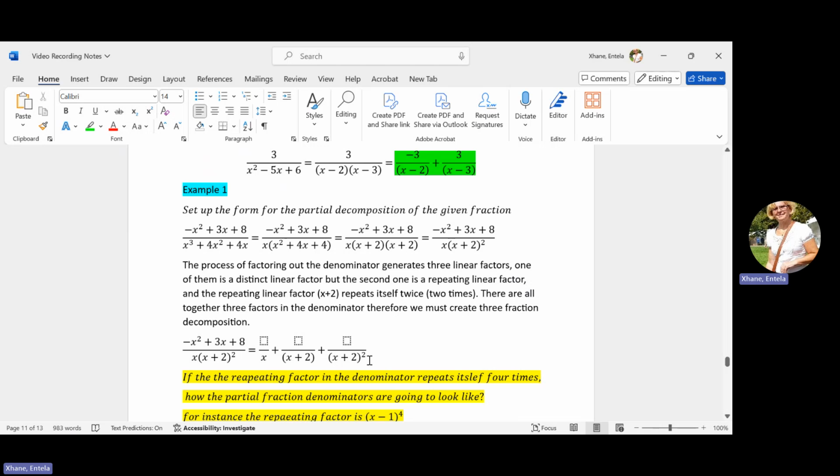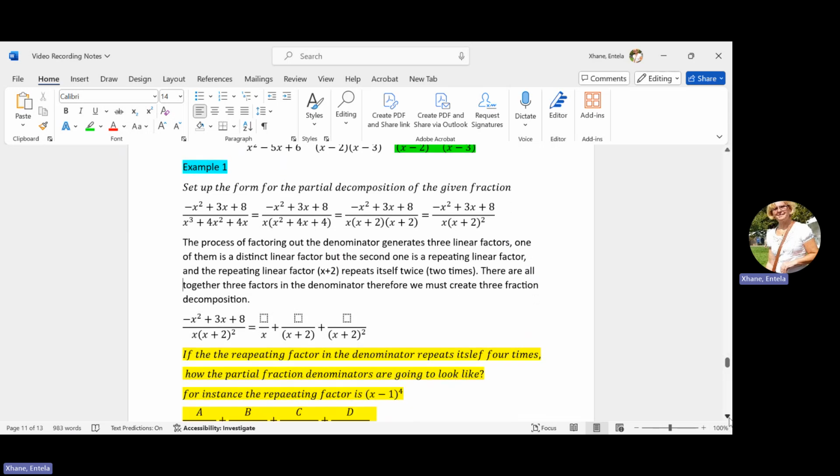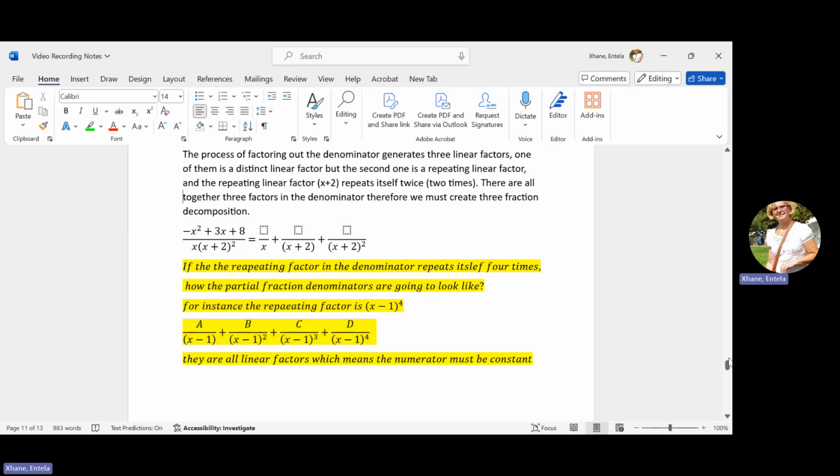But despite the fact that the third one is repeating itself, when you set up the numerators, these are going to be set up based on what the denominators are. They're all linear factors. So the numerators are going to be A, B, and C in this case, because you have 3 of them. Now, I added another example. If I have an x minus 1 that is repeating itself 4 times, then you're going to write x minus 1, x minus 1 squared, x minus 1 to the third, and then x minus 1 to the fourth. So you increase the number of them repeating in that particular order.